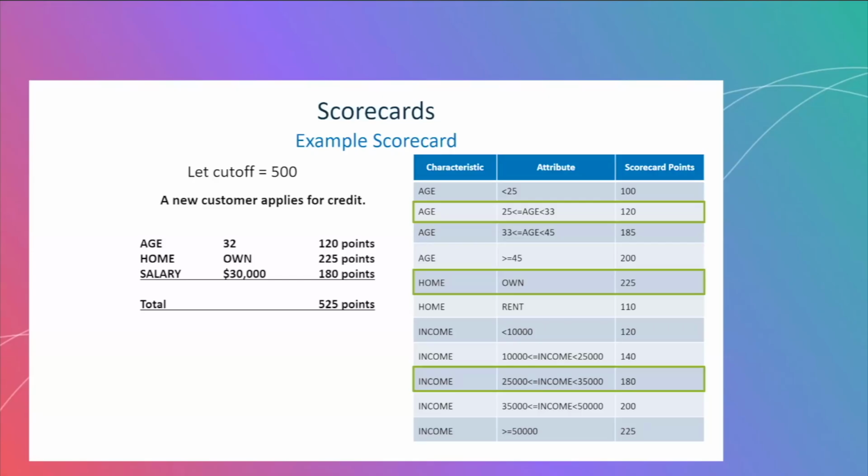Correct. Now the cumulative points for this particular customer come up to, let's say, 525, which is 120 plus 225 plus 180. Now, the organization, which is the bank or NBFC, the non-banking financial organization, might then decide the cutoff based on their own capability of taking risks, the capital that they have at hand, and the exposures that they have anticipated.